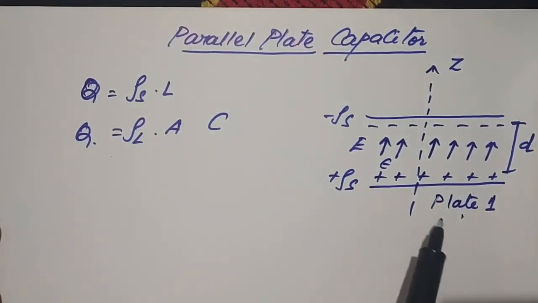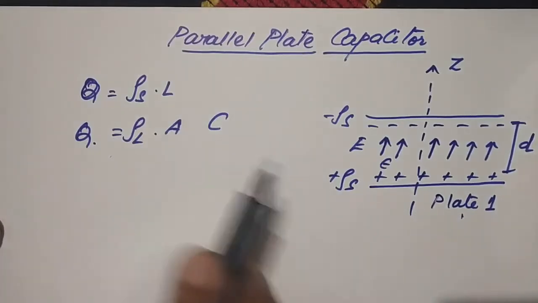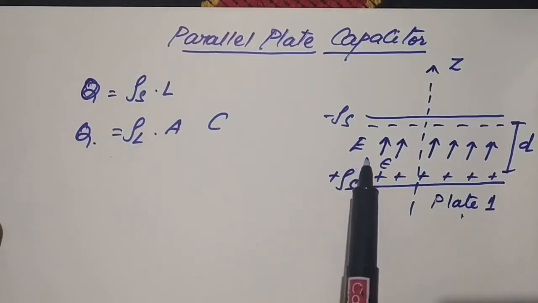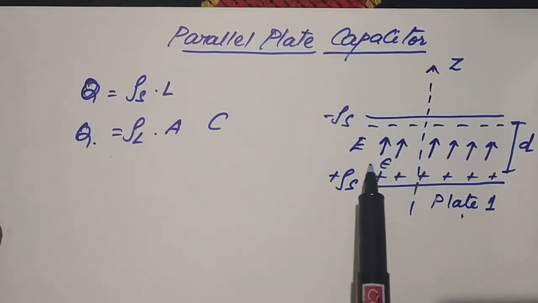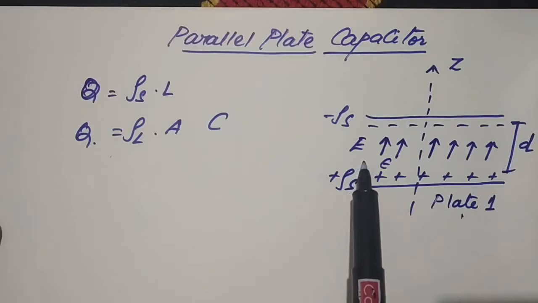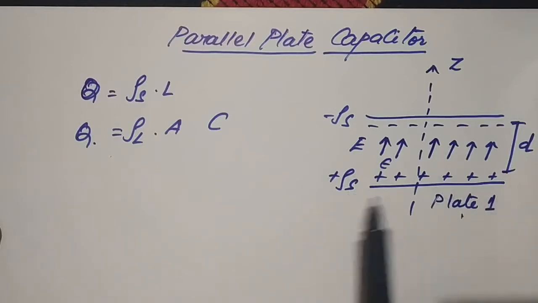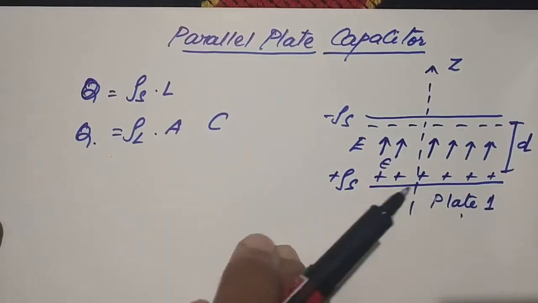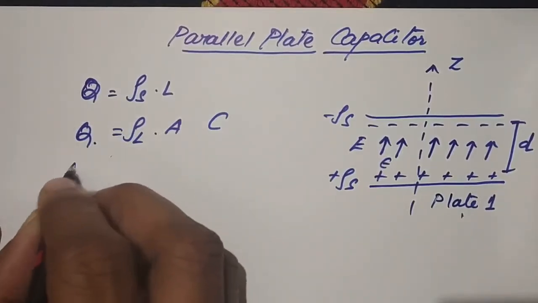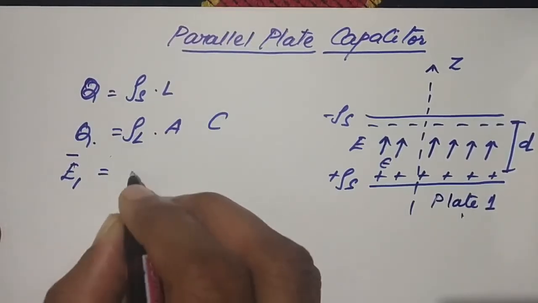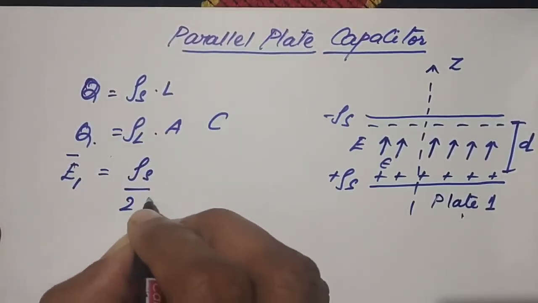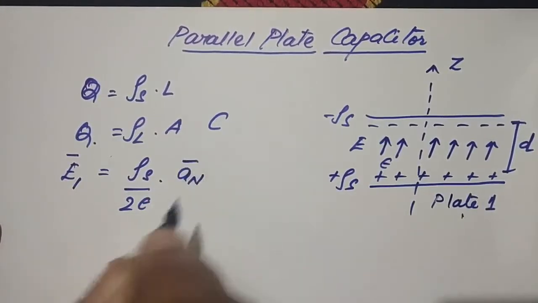Assuming that plate 1 is an infinite sheet of charge, we know that an electric field intensity exists between these two plates. To find the potential difference, we need to know the electric field intensity. So let us consider plate 1 as an infinite sheet charge, which we have already arrived at in an earlier lecture, and it will be rho s divided by 2 epsilon into an, which is my unit vector.